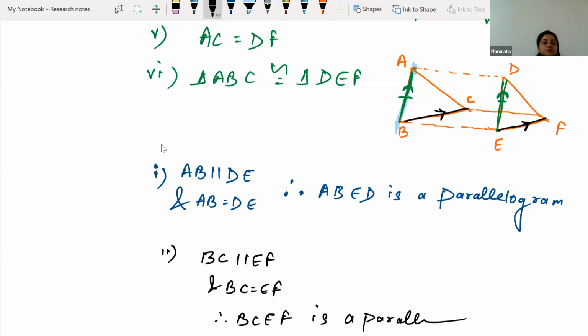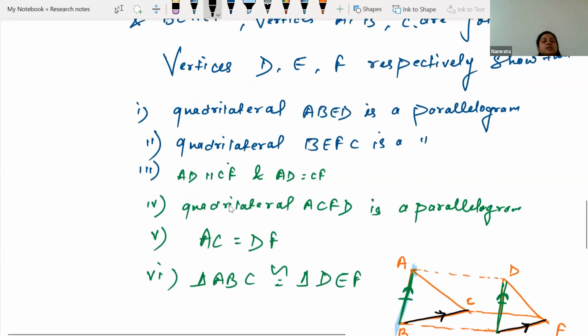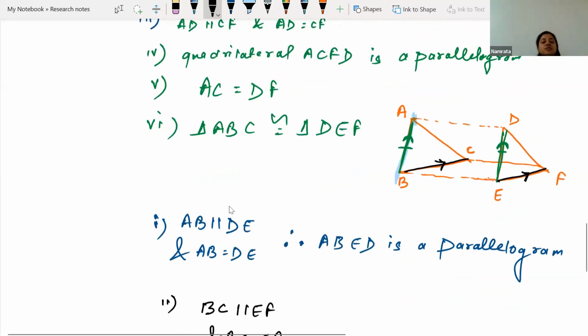Next, part 3 says AD is parallel to CF and AD is equal to CF. Where is AD? Here is AD, parallel to CF. This is CF. And AD is equal to CF. Now only we have to prove this. Let's see whether the first and second parts are going to help us for that or not.